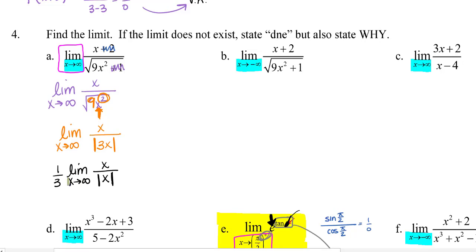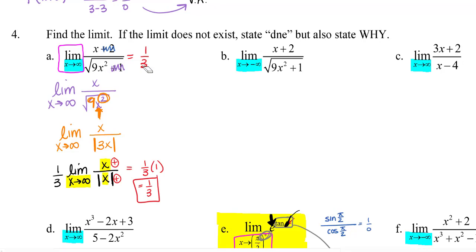Now, as x approaches positive infinity, you're going to be putting a positive value in both of these. So in this case, the absolute value really doesn't affect you. X divided by x, they're both positive. So that will divide to be positive 1. So this would be 1/3 times 1, or 1/3. So the limit of all this is 1/3.